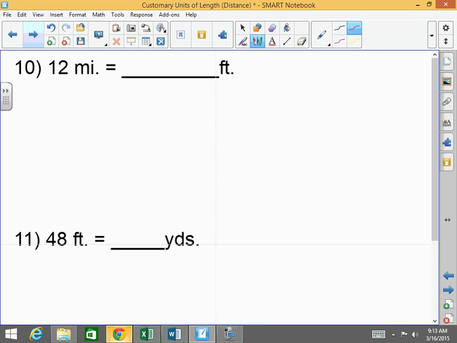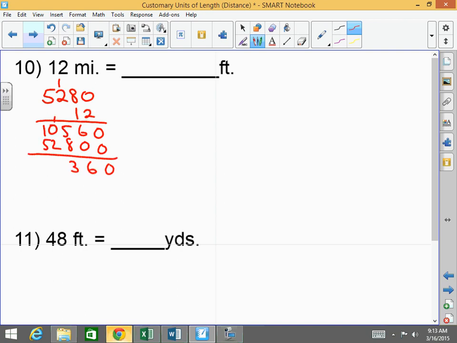Okay, next, 12 miles into feet. I'm going from large to small, so do I multiply or divide? Multiply. So 5,280 feet times 12. Skip a space. That gives 63,360 feet. Son, you can ask me whatever you need. Talk to me, my man. Okay.